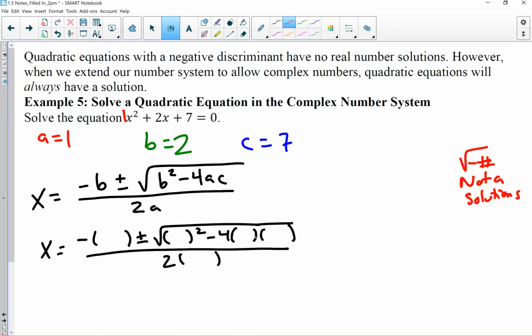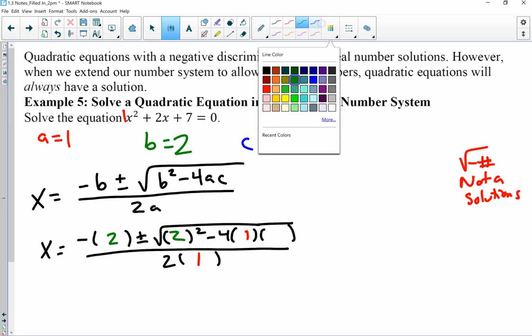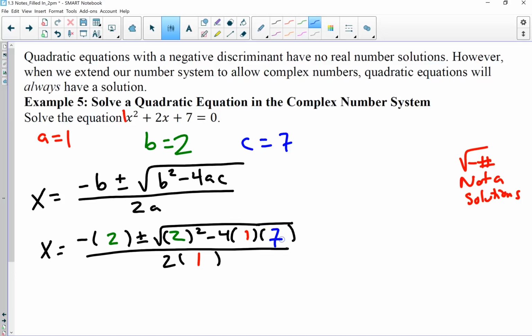So A was 1, B was 2, and C was 7. Okay, so here the suggestions I had for you guys were to kind of clean it up a step at a time. So I cleaned up the minus b part in the denominator.